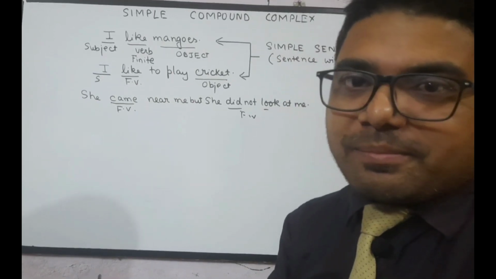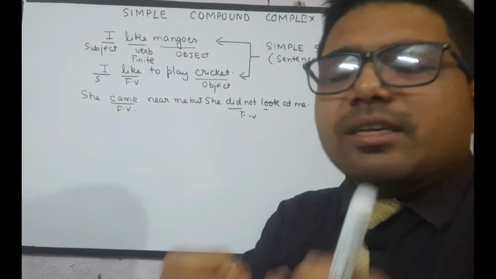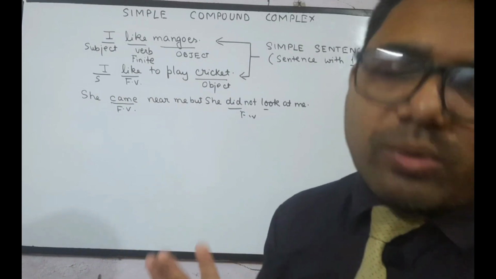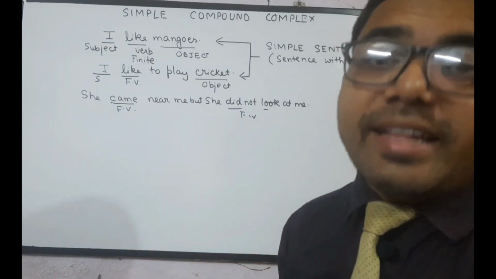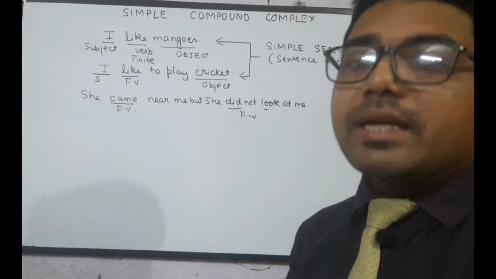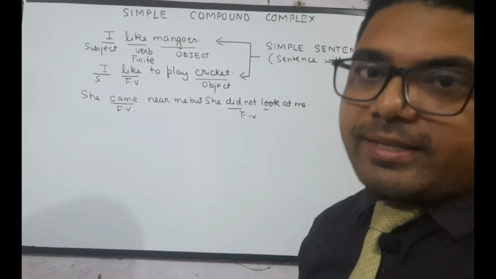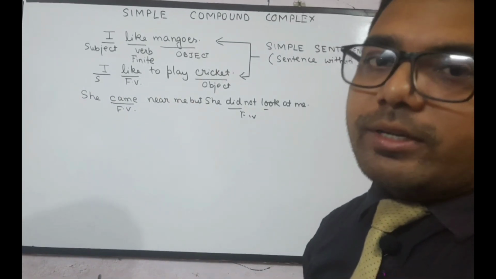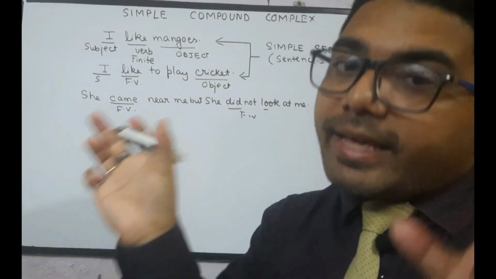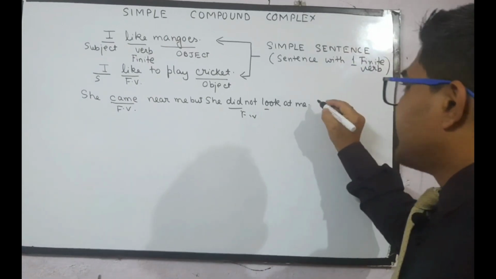It's not like that. She came near me, but somehow, कोई कारणवश या कोई anyhow, somehow, she did not look at me. वो हमको नहीं देखी by chance या ignore कर गई. So, if one clause does not depend on the other, that sentence is called, if in a sentence there are two clauses, एक sentence में दो clauses है, एक clause दूसरे clause के ऊपर अगर depend नहीं करता है, that is compound sentence.